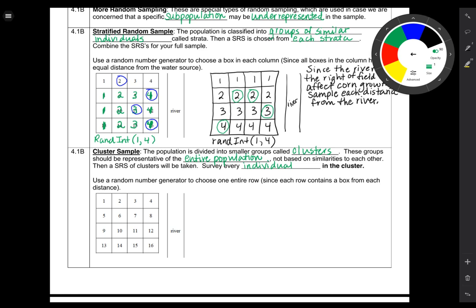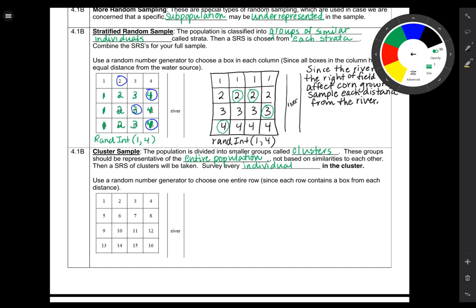So for example, we could have 10 clusters, and in each cluster, there's going to be 3 random freshmen, 3 random sophomores, 3 random juniors, and 3 randomly selected seniors. And then you roll a dice and you pick one of those 10 groups. You randomly pick one of the 10 groups and you survey everybody in that group. So you get the whole cluster. So that's how a cluster sample works.